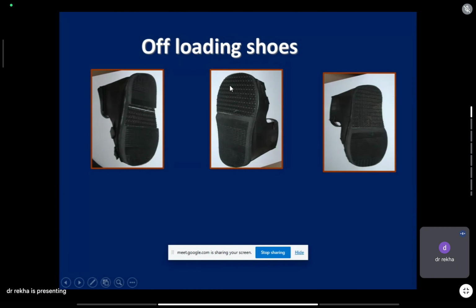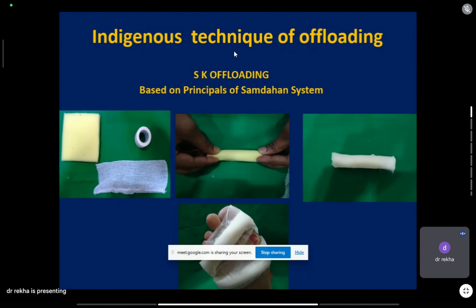And these are some offloaded shoes, front offloading and back offloaded shoe. This is our indigenous technique of offloading. This is based on the Samadhan principle, the Samadhan system. In this system, we just take a 10 by 10 foam. It is not a medicated foam, just a simple foam. Just roll it, wrap it with the bandage, and give this type of offloading. So if the ulcer is in the front, at the metatarsal heads, you can give one above and one just below. So it is the offload.